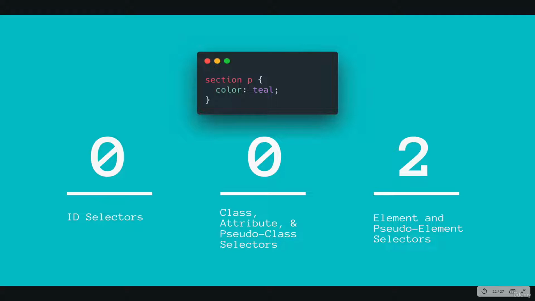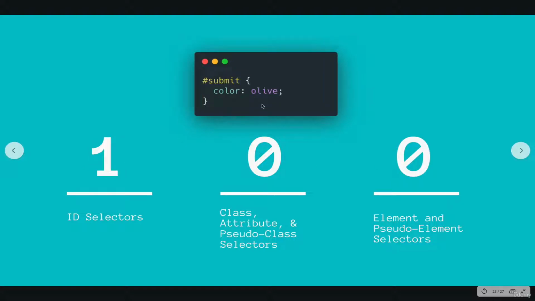So if you actually wanted to do the math or know the formula, it looks like this. Imagine 3 digits arranged left to right. ID selectors, our score goes over here. Any class, attribute, or pseudo-class selectors go here, and any element and pseudo-element selectors go here. So we total up the number. Let's start here. Total up the number of element and pseudo-element selectors. Well, 1, 2. So we put 2 right there, and our total specificity score, we read it from left to right, would just be 2.